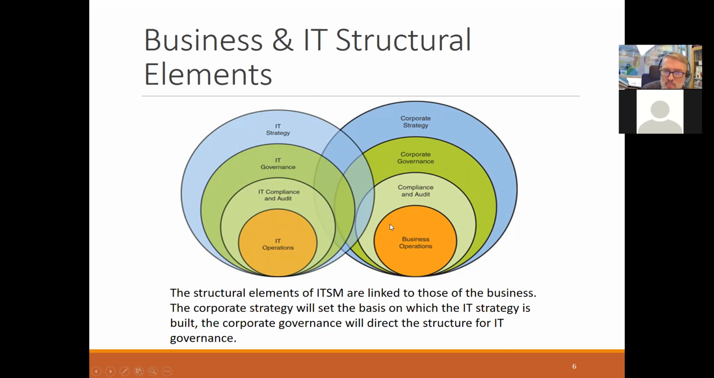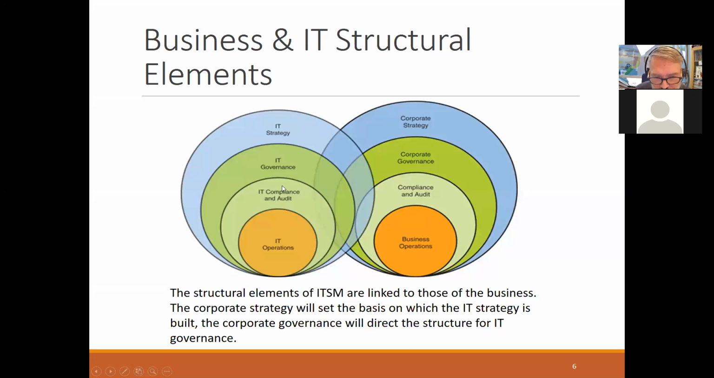Everything in business operations is going to be affected by compliance and audits, but compliance and audit has a scope wider than just business operations. Okay, so corporate governance, there's going to be rules, standards, procedures which support the strategy. IT is going to have their own rules, supports for the strategy. And the rules there are going to include things with ITSM. It's going to include our frameworks that we talk about, one of which is ITIL.